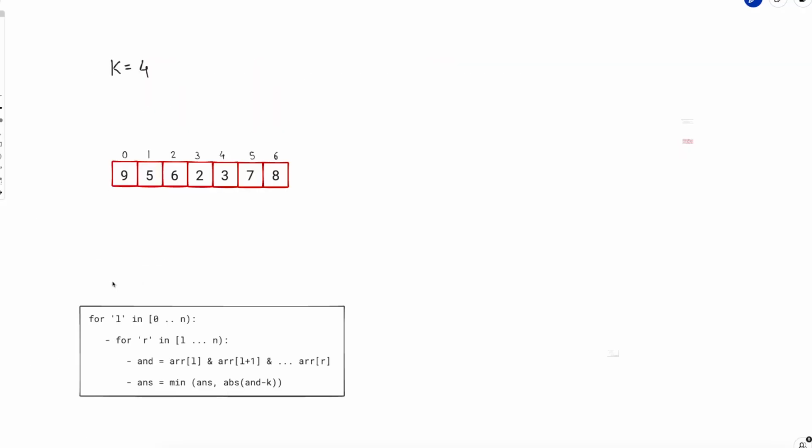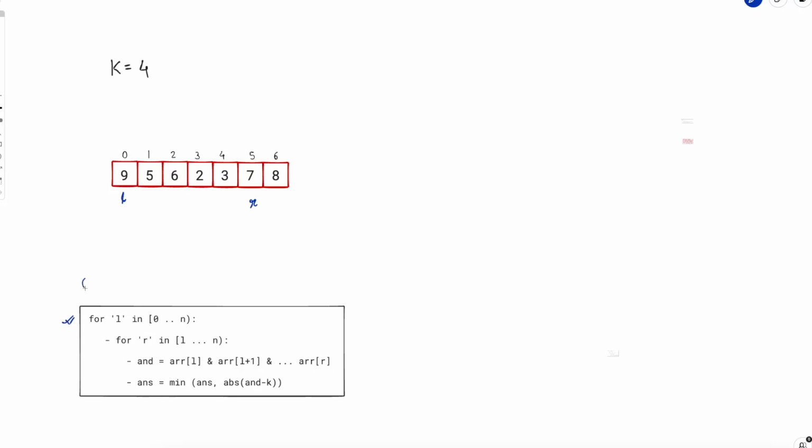Now, what is the brute force solution? Brute force solution could be very simple. You can try out every possible subarray, right? So you can maintain two pointers and then try out every possible subarray. For each subarray, you figure out the bitwise AND, subtract it from k, find the absolute difference, and keep taking the minimum, and your final value would be the minimum possible absolute difference. So this is the simple pseudo code for this approach.